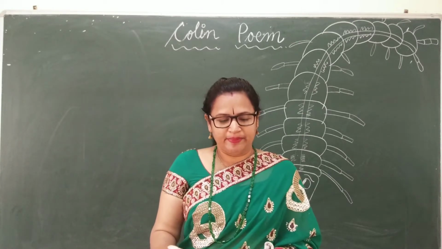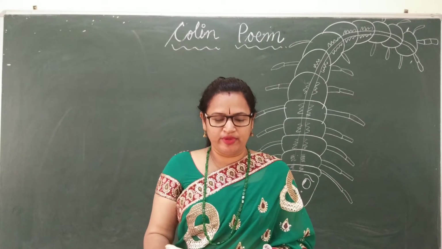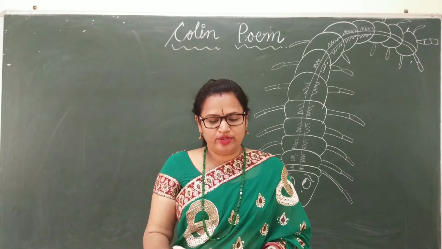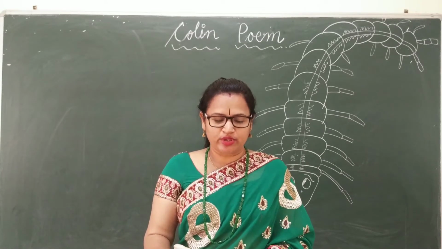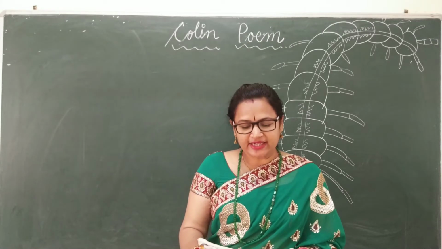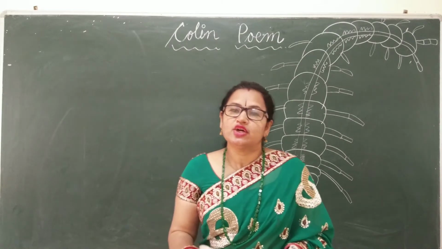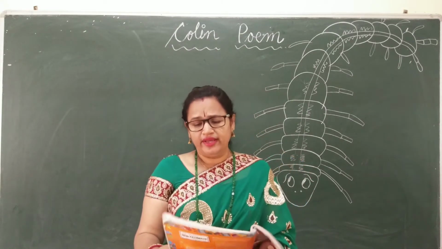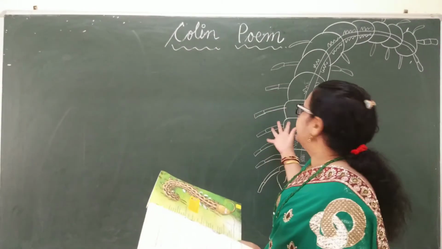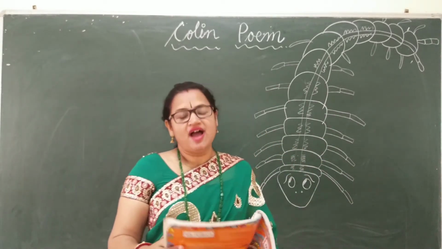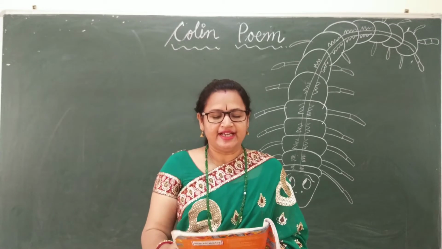Colin was a centipede, 100 legs or more. He trotted on the carpet and he trotted on the floor. He trotted through the bedrooms and he trotted through the loo. 100 legs, all trotting the way that trotters do. So here you can see this is the centipede, and a centipede has 100 or more than 100 legs.